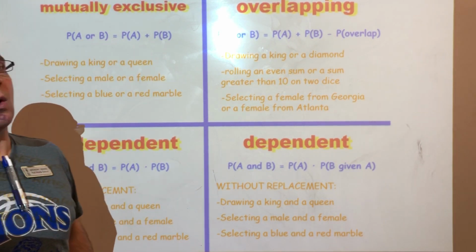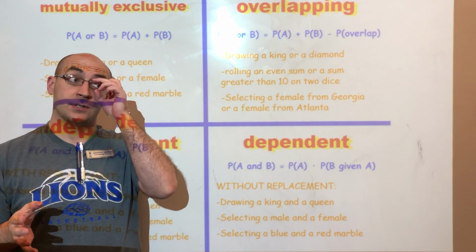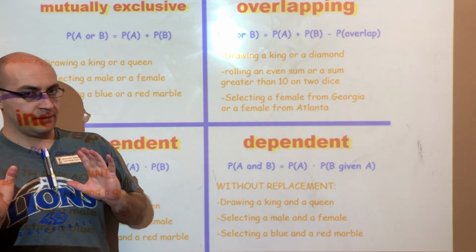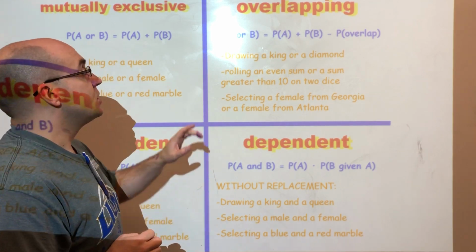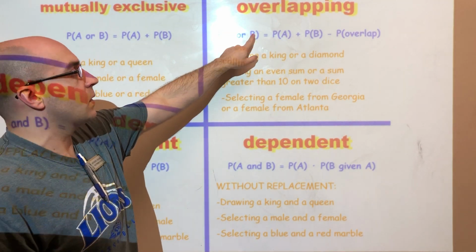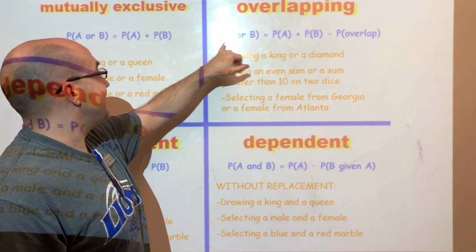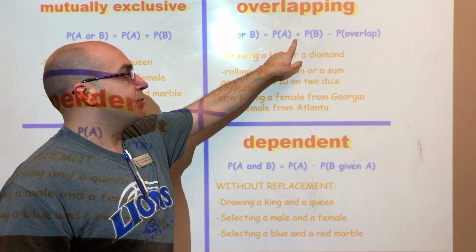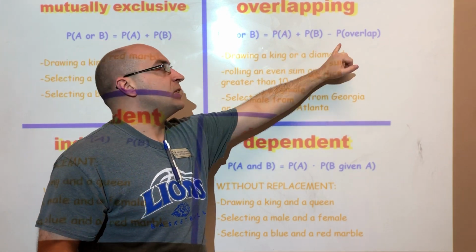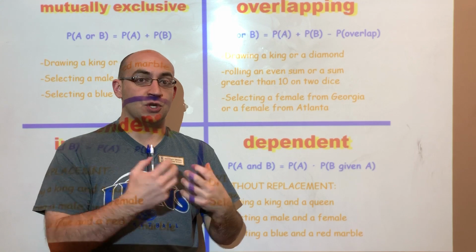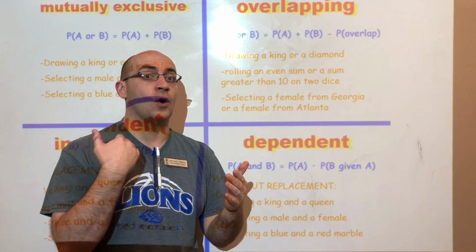Overlapping. Overlapping happens a lot with two-way tables. It also happens a lot with decks of cards, but we'll get into that in a minute. Overlapping means the probability of A or B is the probability of A plus the probability of B, but you've got to subtract out the chance of the overlap, the duplicate.